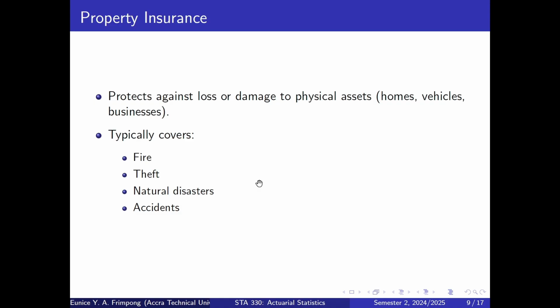Now we look at property insurance. Property insurance protects physical assets, that is your home, your car, or a business. It protects these assets from the cost involved from losses resulting from fire, theft, natural disasters, and accidents. So natural disasters like flood or storms. Imagine losing your house to a fire. Property insurance ensures you don't have to start over from scratch financially.